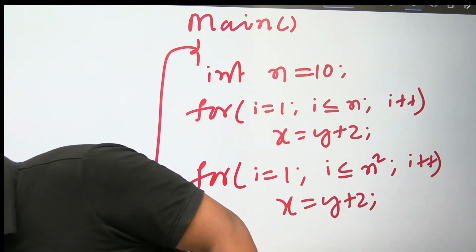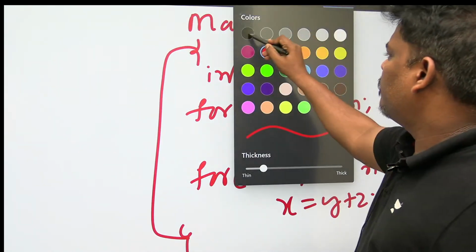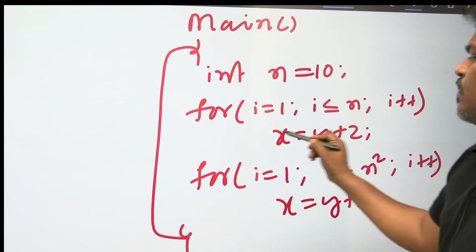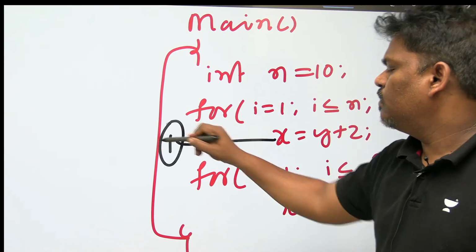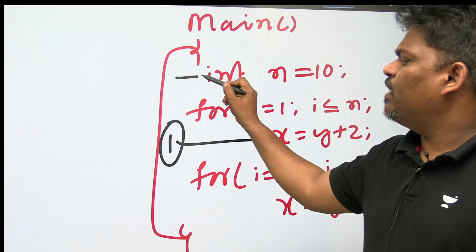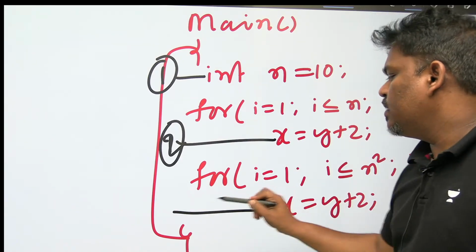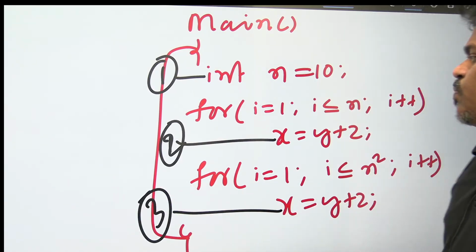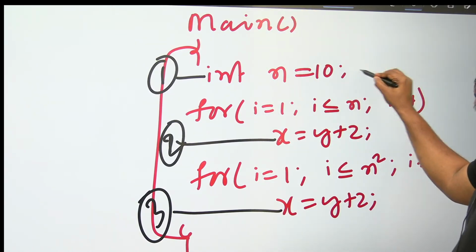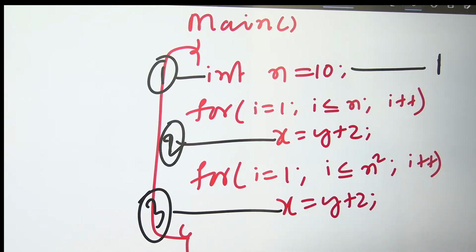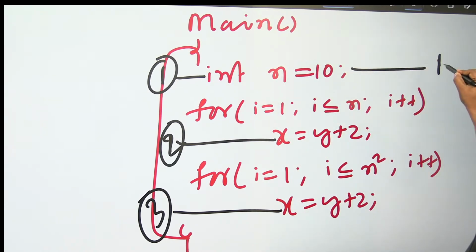I don't know how many people will give the answer. Let's check. I am giving the answer. How many statements first of all? See this one, 1. If you want you can count this also. It is a 2, it is a 3. This program contains 3 statements. Whenever this program is running, this statement will execute one time only.